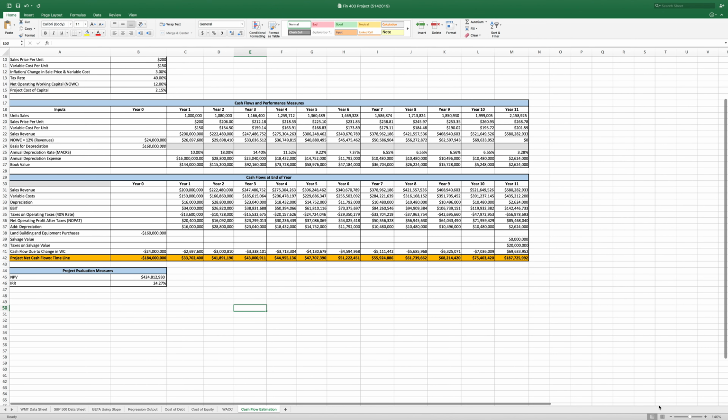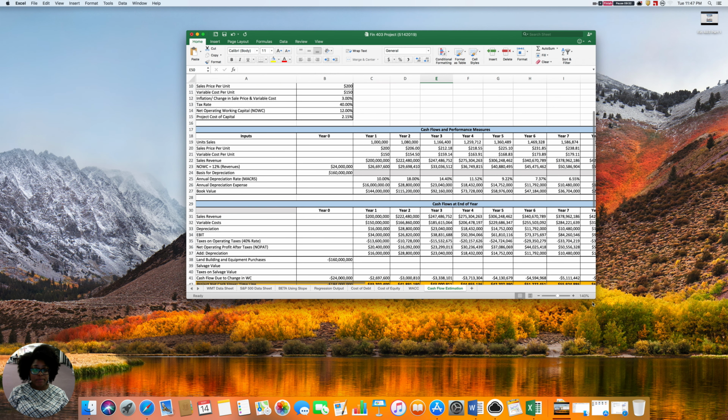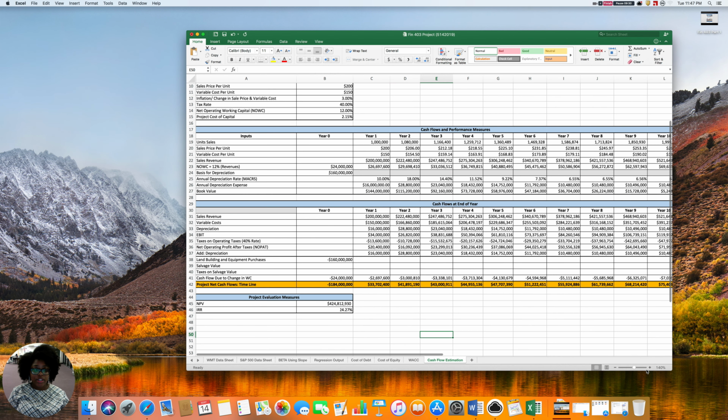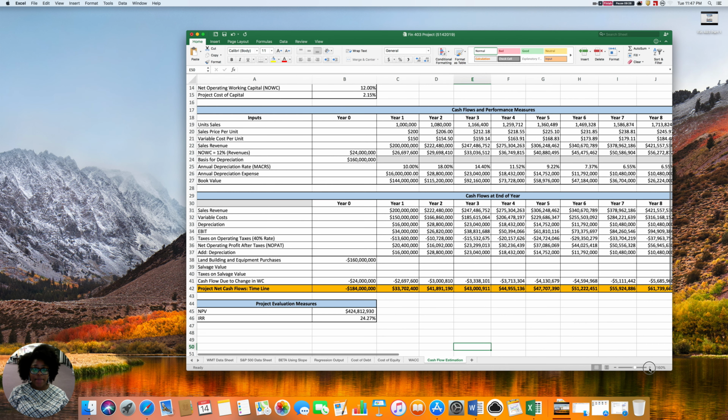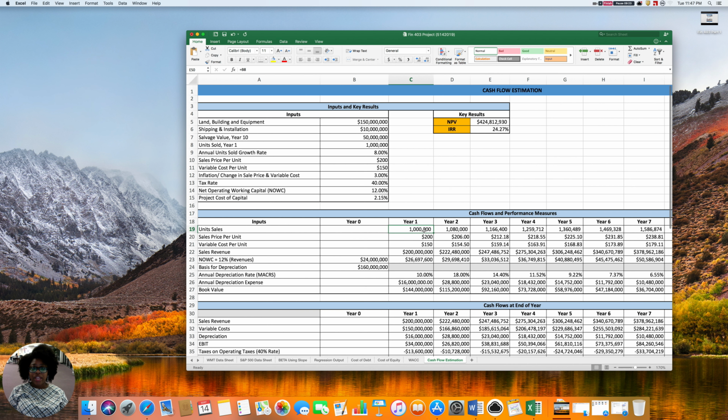And so now, making the screen bigger, we're going to break down how I got my calculations. Okay, so they already said in the scenario that we have a million unit sales.